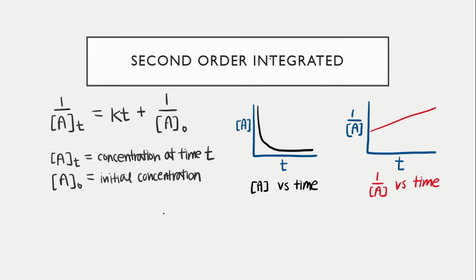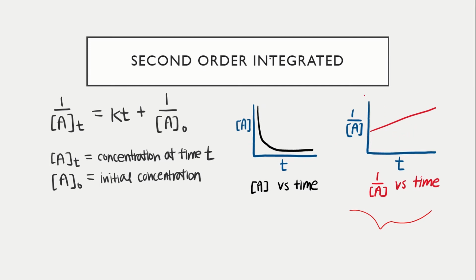Next, we move on to the second order integrated, and this is how the equation looks like. 1 over the concentration at t equals kt plus 1 over the initial concentration. This is the differential rate law graph, concentration versus time, which gives you the steep, smooth line graph. And this is the graph for integrated rate law for second order reactions, which gives you a positive line graph.